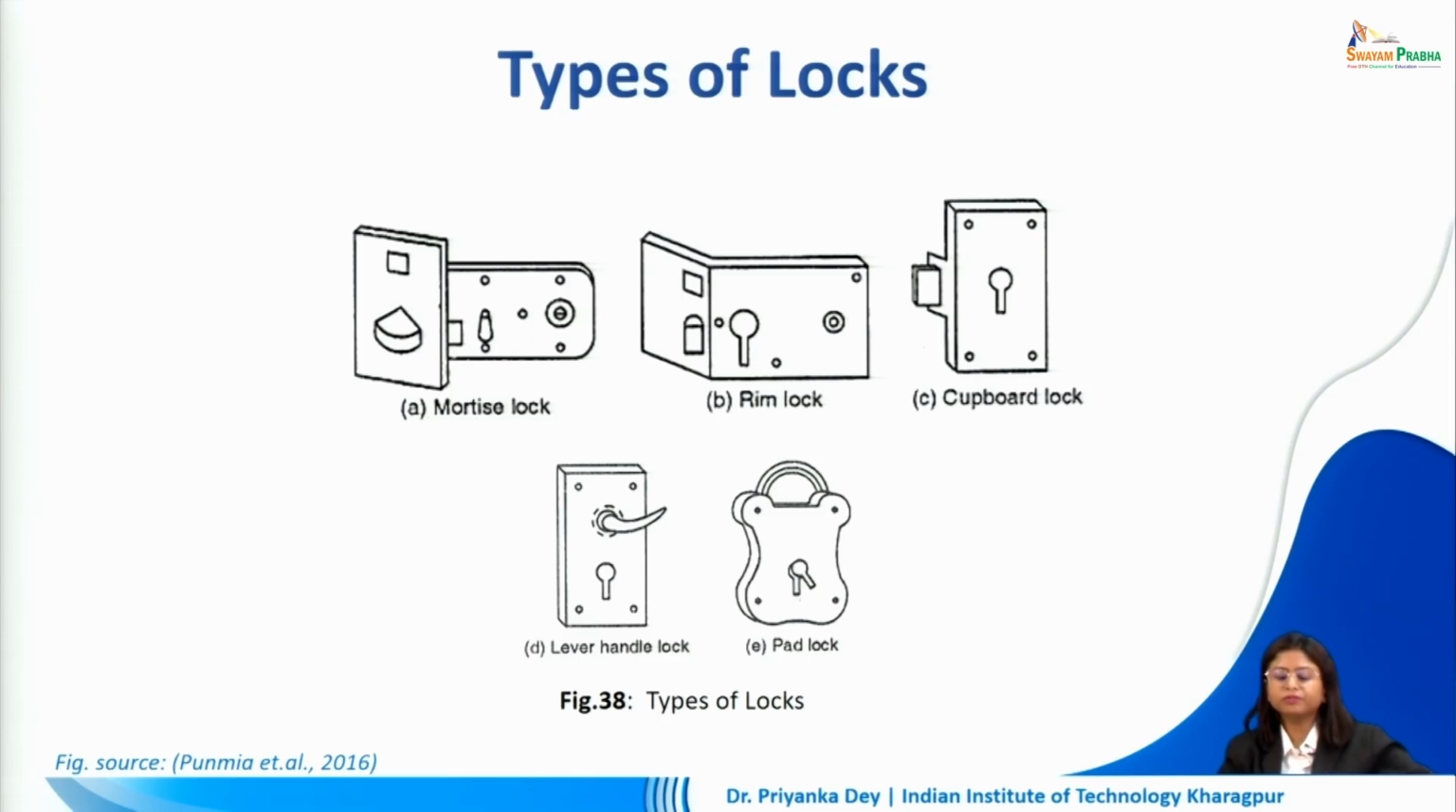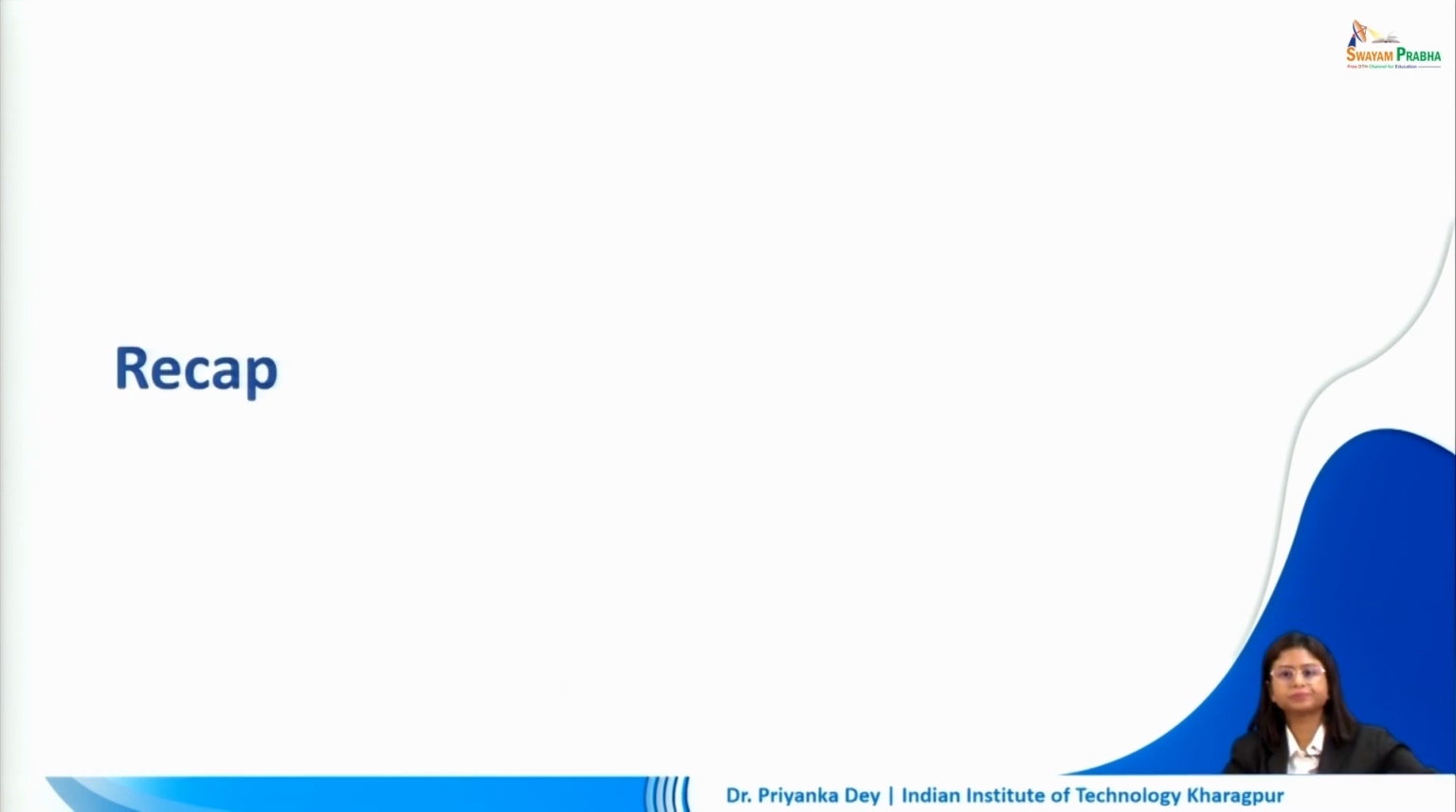Locks can also be of different types. We have the mortise lock, rim lock, cupboard lock, lever type lock and padlock. In the case of the padlock, we will have to have the right kind of bolt used so that we can fix the lock in the frame. So, that was all the types of fittings and fixtures that we can use in our doors as well as windows.